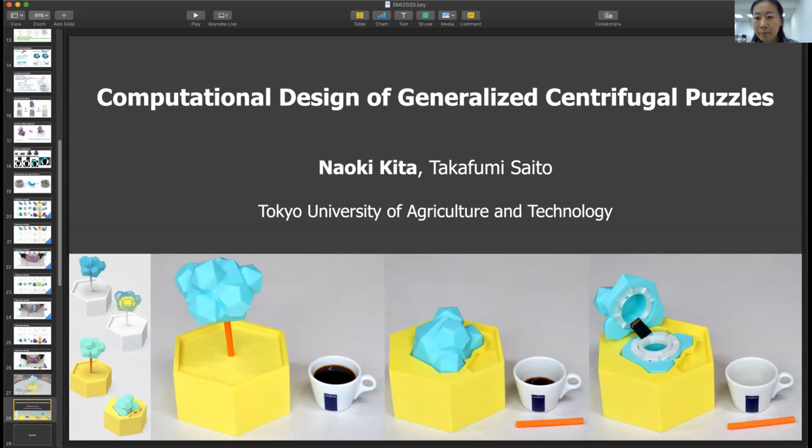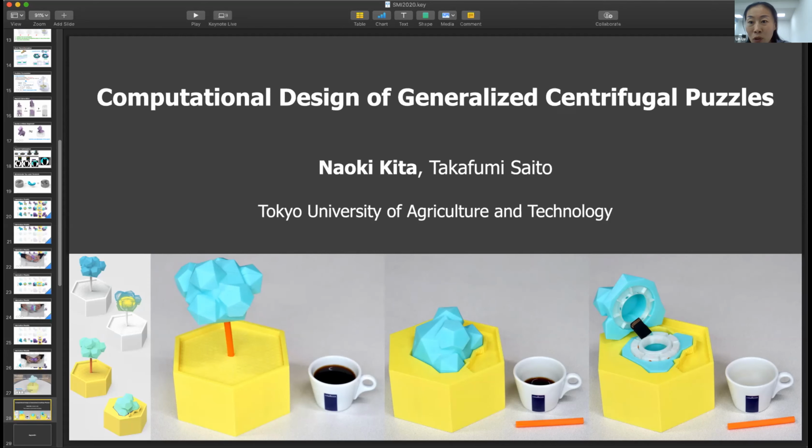Yeah, no problem. You fabricate both the outer shape of the puzzle and the core, right? Yeah. Okay. Maybe we move to the next one.